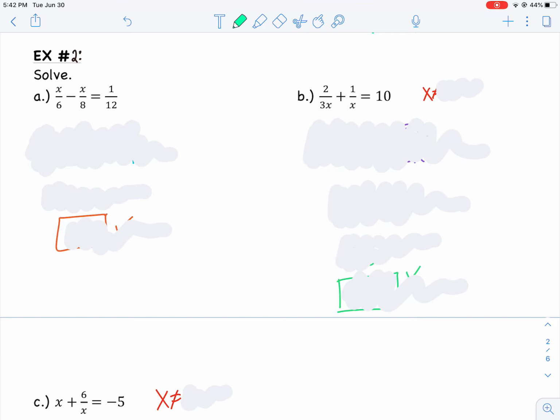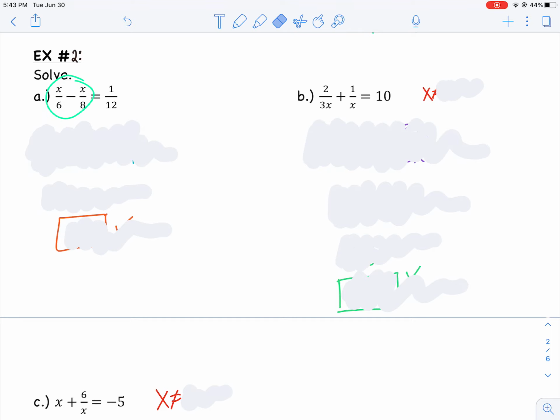This one's asking us to solve. And if you look first at domain restrictions, my denominator here is 6, my denominator here is 8, and my denominator here is 12. I don't have any variables in my denominator, so that's good. My denominator is never going to equal 0, so there are no domain restrictions on this one. The problem is I have two fractions that I need to subtract, and before I subtract, I need to make sure that I get a common denominator.